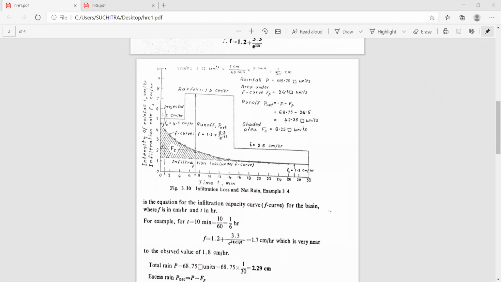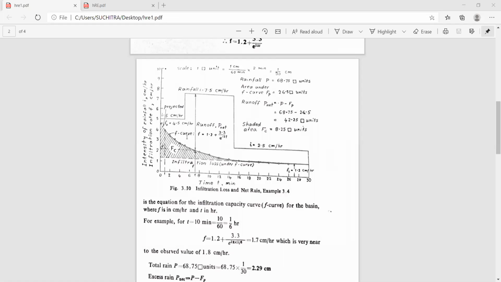Now you have to calculate the net runoff. P net, or the runoff, is nothing but the total rainfall, that is P, minus FP. Here, under this whole hyetograph, the units are 68.75, and under this curve it is 26.5 square units.